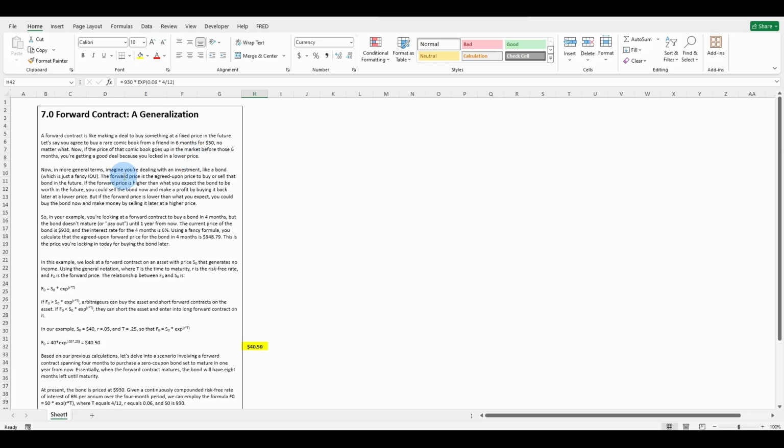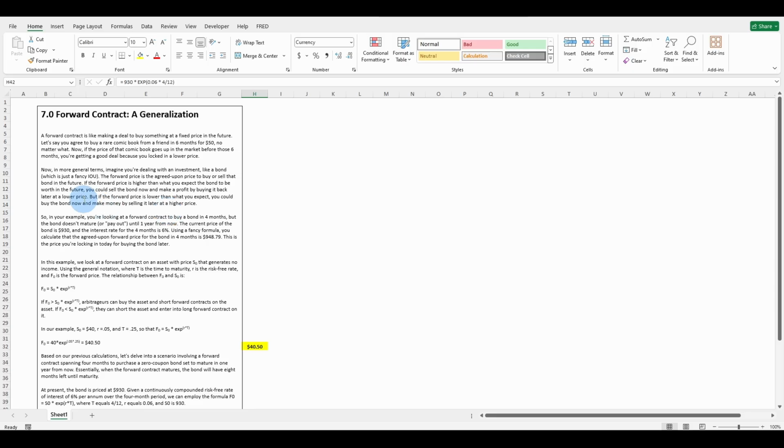In more general terms, imagine you're dealing with an investment like a bond, which is a fancy IOU. The forward price is the agreed upon price to buy or sell that bond in the future. If the forward price is higher than what you expect the bond to be worth in the future, you could sell the bond now and make a profit by buying it back at a lower price. But if the forward price is lower than what you expect, you could buy the bond now and make money by selling it later at a higher price.